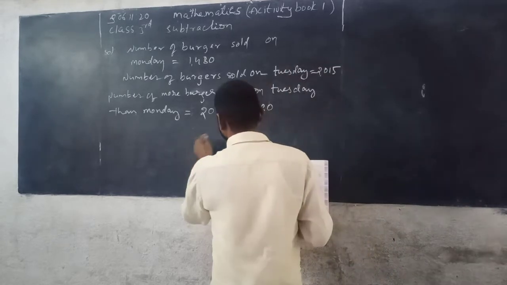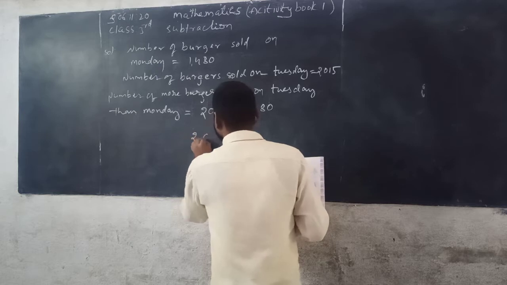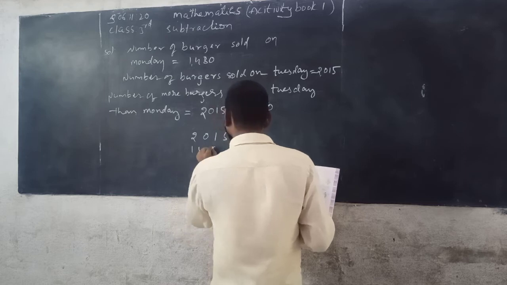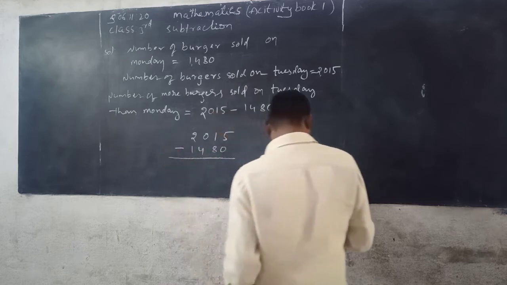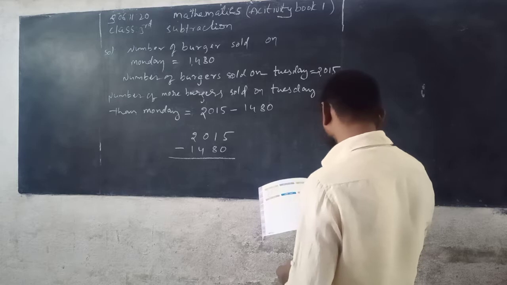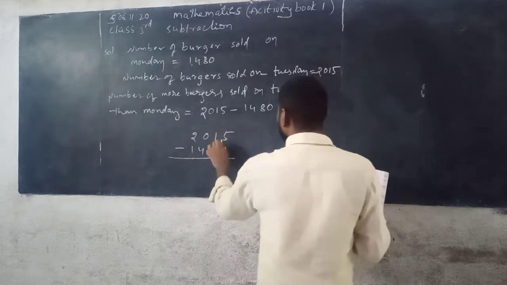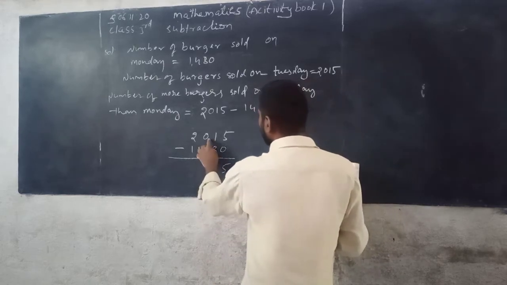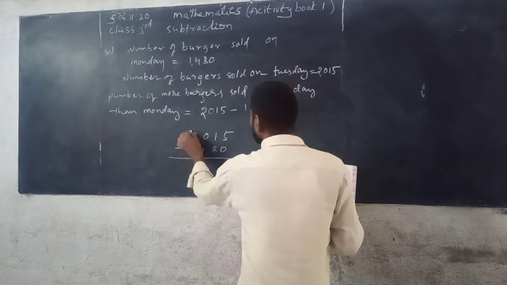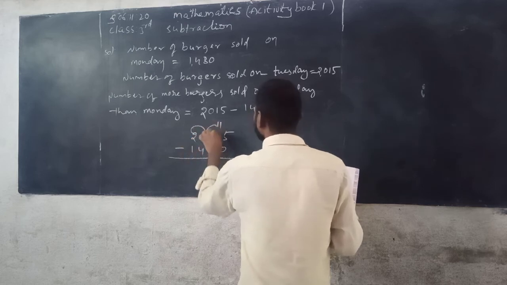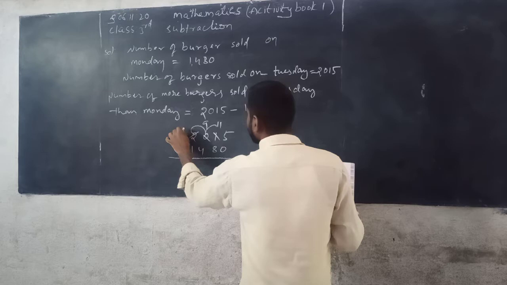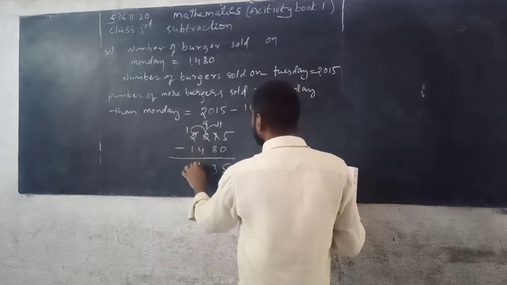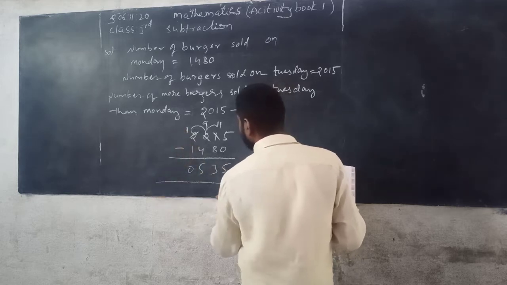See here, 2015 minus 1480. 5 minus 0 is 5. 1 minus 8 is not possible, take borrowing from 0. So again 0 takes borrowing from 2, we give 10 to 0. Here 9, here 10, 10 plus 1 is 11. See here, 11 minus 8 you get 3. 9 minus 4 you get 5. 1 minus 1 is 0.